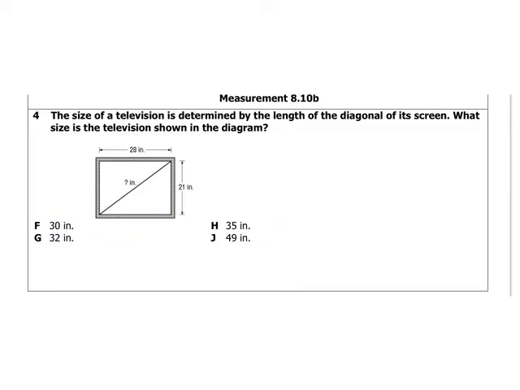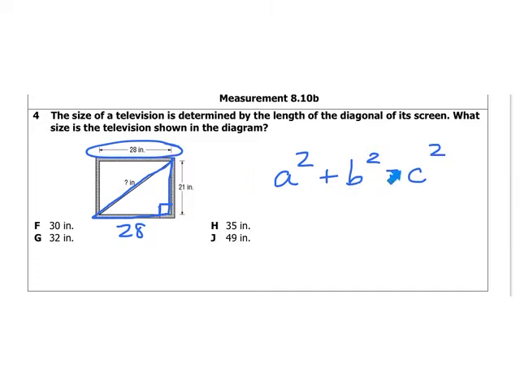The size of a television is determined by the length of the diagonal of its screen. What is the size of the television shown? Well, we're dealing with a right triangle here. And if you take this right triangle with the right corner angle here, we know this length is 28, so is the bottom part. So this is the Pythagorean Theorem. Remember that this is on your formula sheet when you are testing.